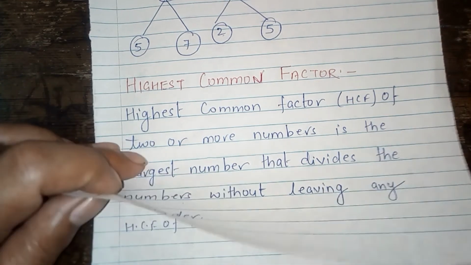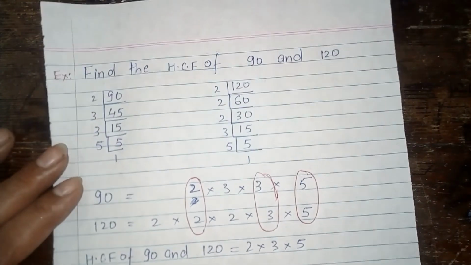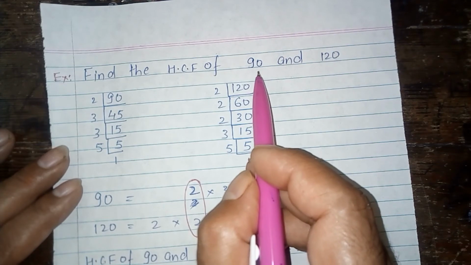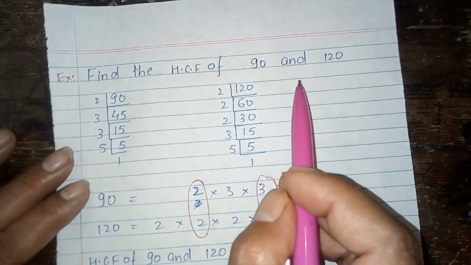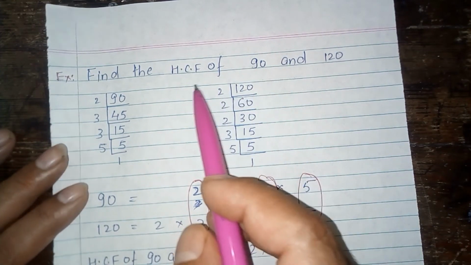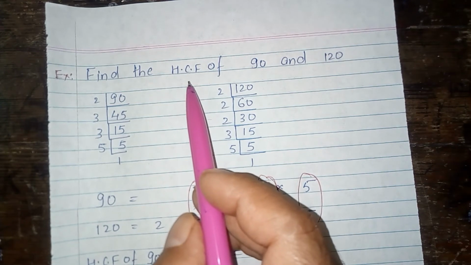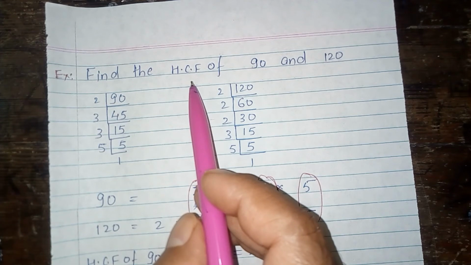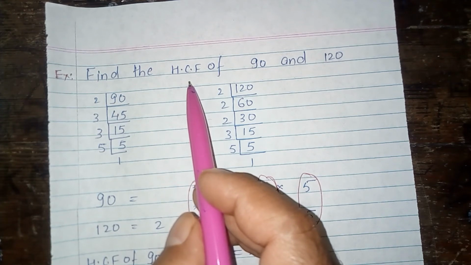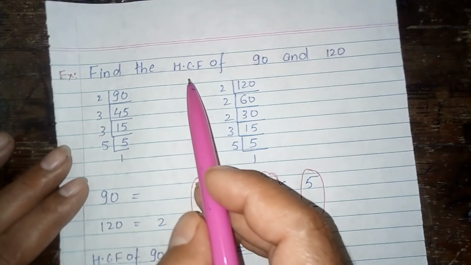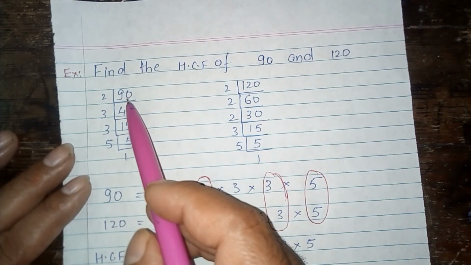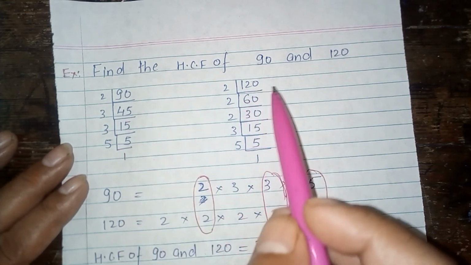I want to give you some examples. Suppose you want to find the HCF of 90 and 120. For finding the HCF, it is very necessary to know prime factorization. Okay, so first we take out the prime factorization of these two numbers.